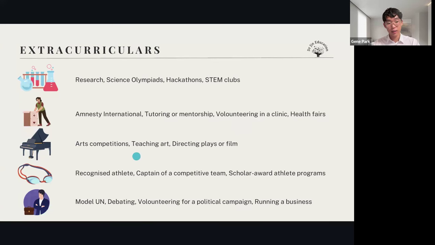Now, for the arts and for sport, generally, if you want to make a meaningful impression, I recommend that you include something that you did competitively. And of course, there's a lot of flexibility in things as well. Like maybe you started a business, Model UN. Debating is definitely a large one, and it's not quite as widespread in the US, so that might actually stand out. Volunteering for a political campaign or running a business, as I've said before, right?